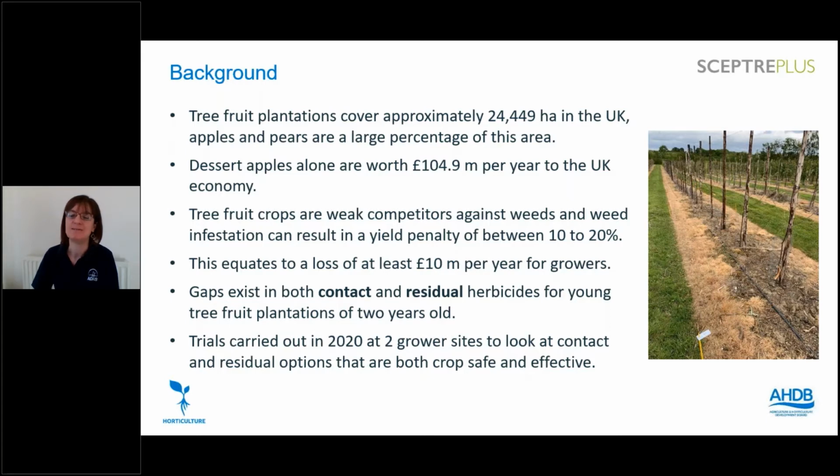So it's really important that we keep trying to look for new actives and ways of controlling our weeds, because they can become really problematic, and it's not always easy to achieve good control. Now, there are gaps in both the contact and residual herbicides for young tree fruit plantations.